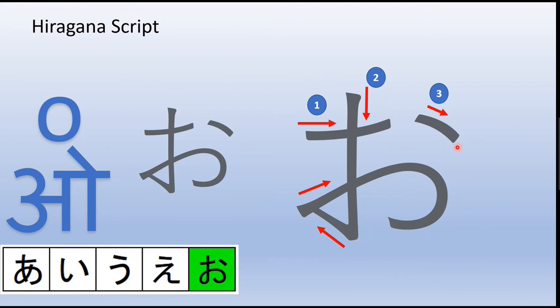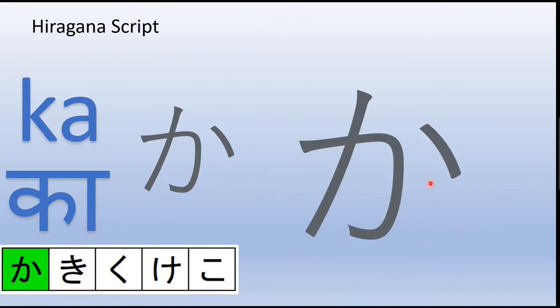Now we proceed with the consonant sounds. The first in the series is Ka. So this is the Ka letter in Hiragana. How do we write it? Here, first we write this stroke like this. Then we have this vertical slanted line, the second stroke, and then the third stroke like this. So this is how we write Ka.